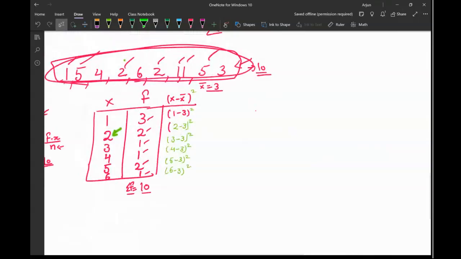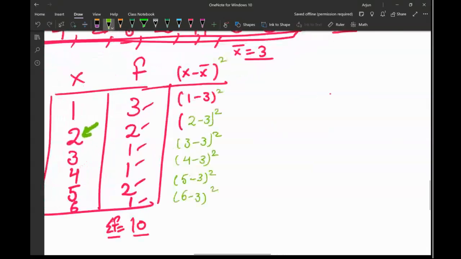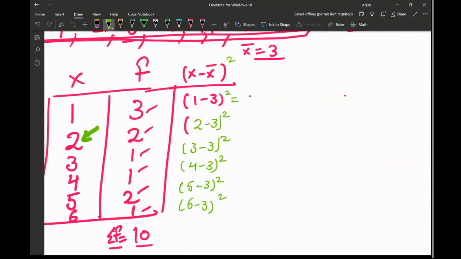Now I will calculate these values. Let me just quickly see whether it is being recorded or not. Yes, it is. So this value will come out to be 2 square, which is 4. This is 1 square, which is 1. This is 0. This is 1. This is 2 square, which is 4. This is 3 square, which is 9. I got these values.